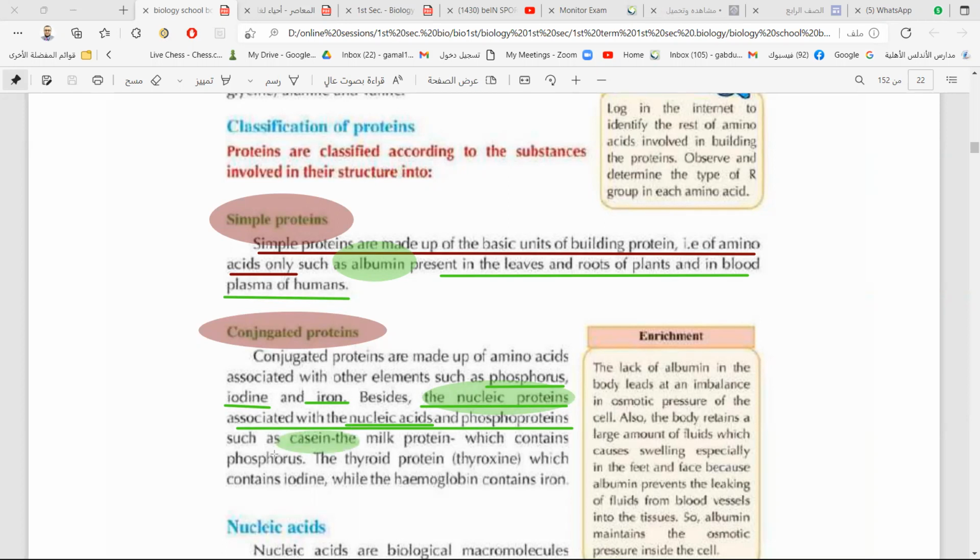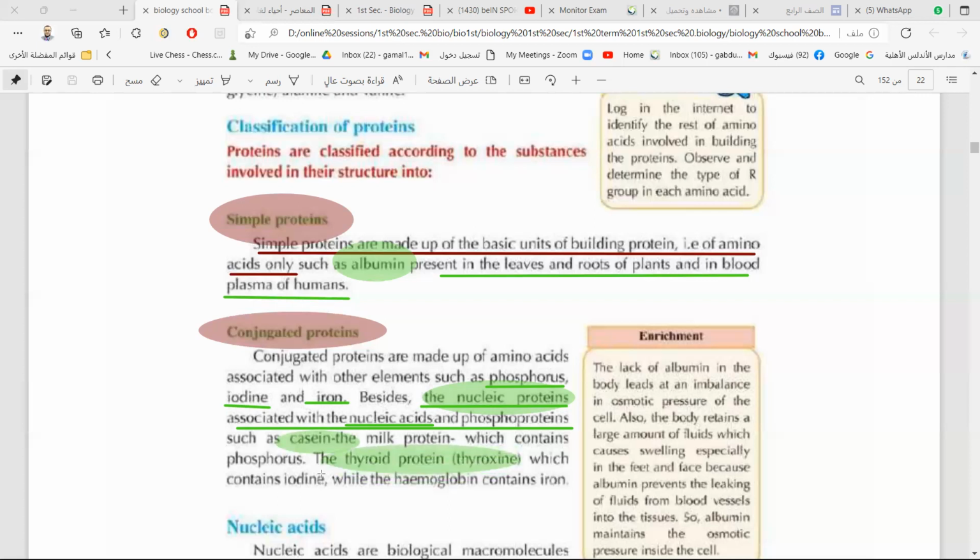Amino acids conjugated with phosphorus are called phosphoproteins. We also have the milk protein casein, which has a phosphorus element. And we have also the thyroid protein, or thyroxine.